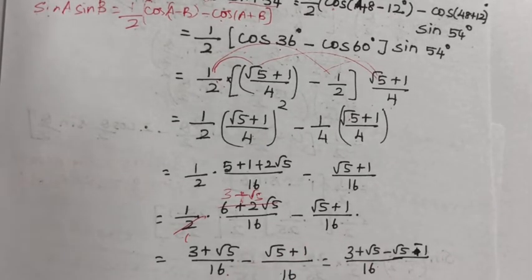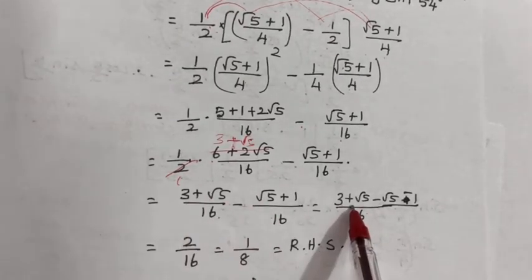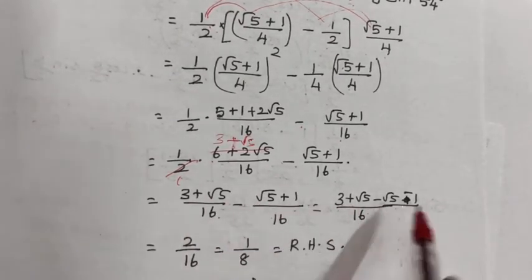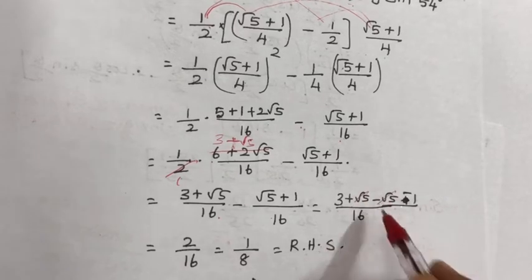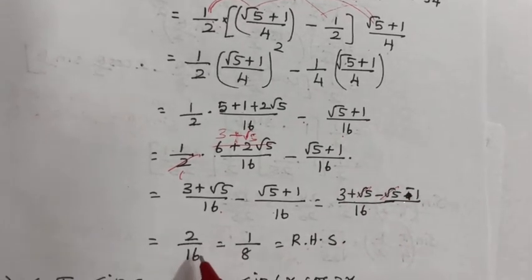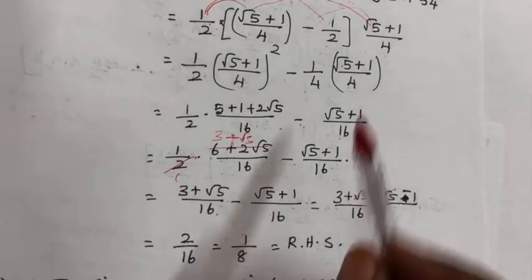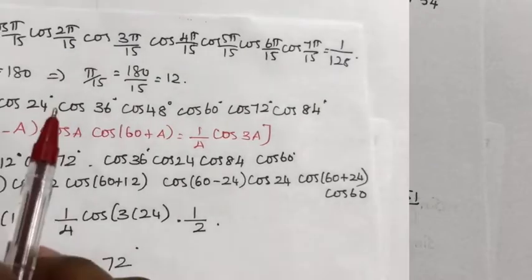Let's take 16 as LCM. So 3 plus root 5 minus root 5 minus 1. Plus root 5 minus root 5 will cancel. 3 minus 1, 3 minus 1 is 2 divided by 16. While simplifying, it is 1 by 8. That is our right hand side.